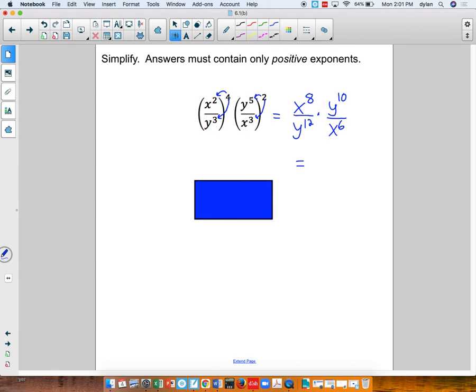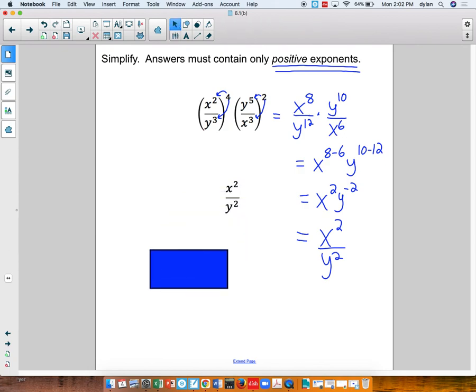And since now we're looking at division, we have x to the 8 minus 6 times y to the 10 minus 12, which is the same thing as x squared y to the negative 2nd. But since we can only have positive exponents, we have to cross the line and change the sign. So we end up with x squared over y squared for this problem.